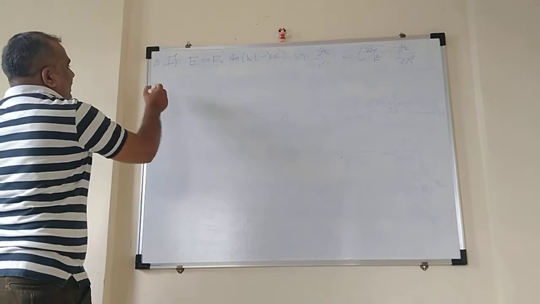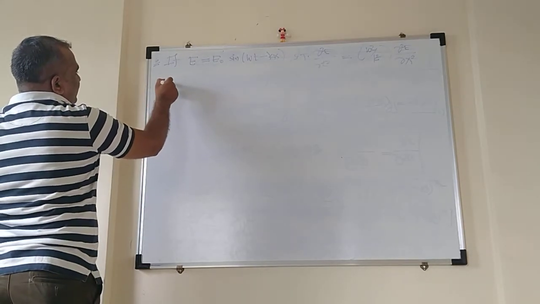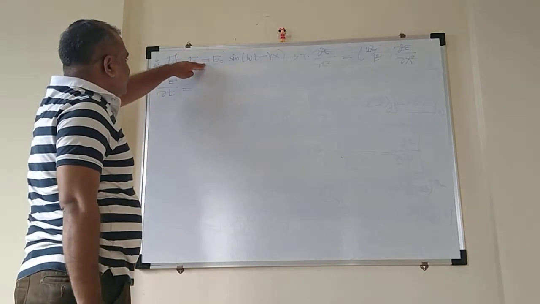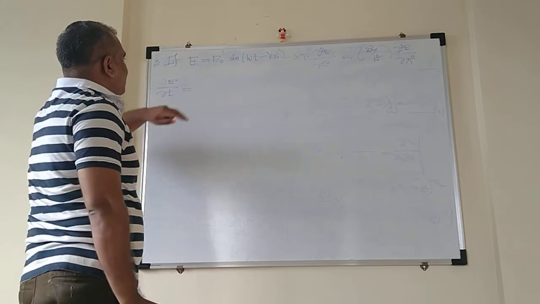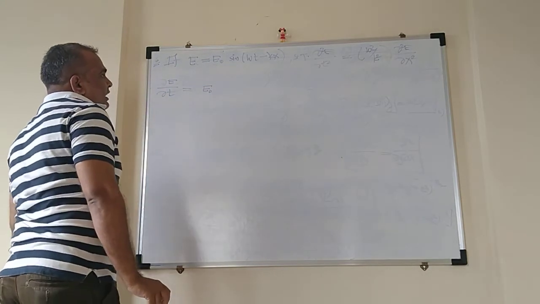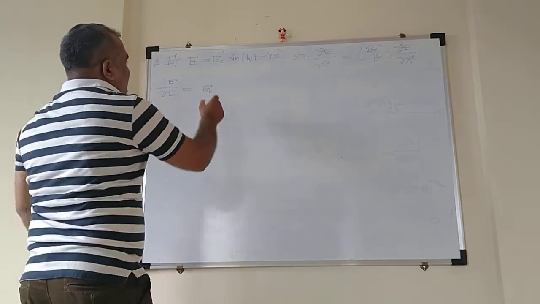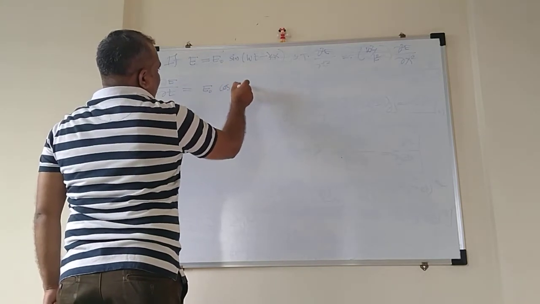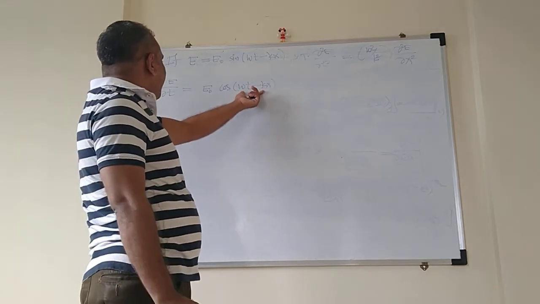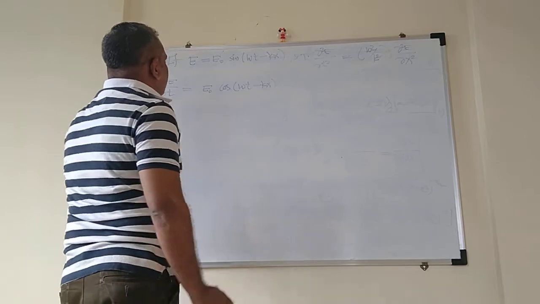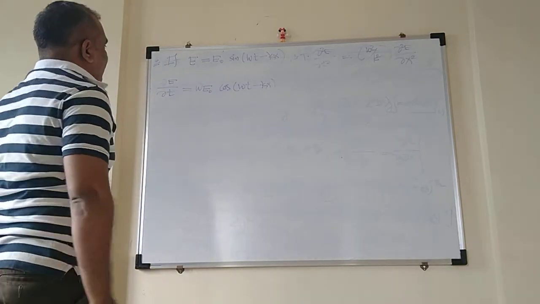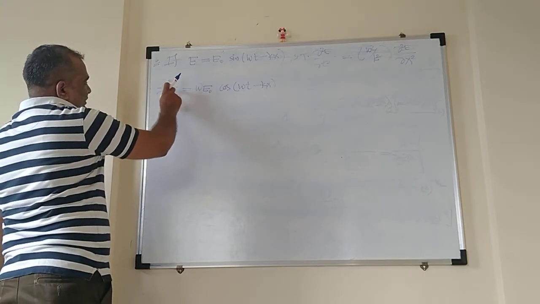So let's calculate the value of ∂E/∂t. This is nothing but the differentiation of this function with respect to t. E naught is constant, so write it as it is, and the differentiation of sine is cos of (omega t minus kx) into the differentiation of this bracket with respect to t, which is omega. So this is the first order derivative of the given function E with respect to t.